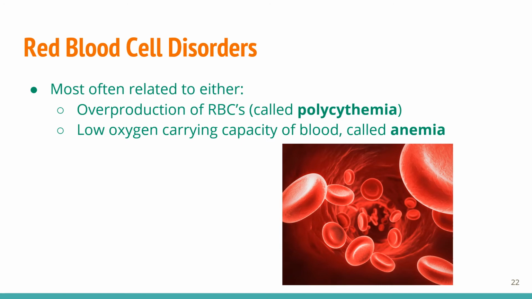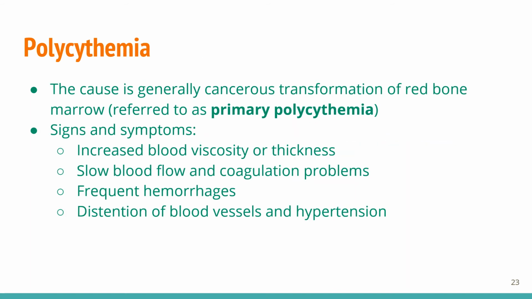So that's called polycythemia. And on the other side of that, if you have low oxygen carrying capacity of blood, then you can have anemia. We'll talk a little bit more in detail coming up. So when we're looking at primary polycythemia, that's not as common. It's more of a cancerous condition of the red bone marrow, basically, that is generally what primary polycythemia is caused by, red bone marrow cancer.